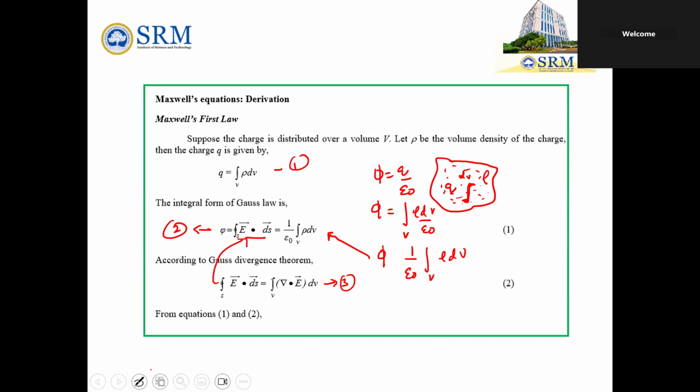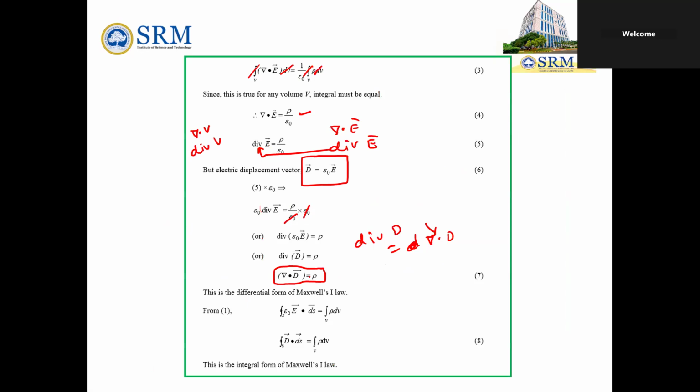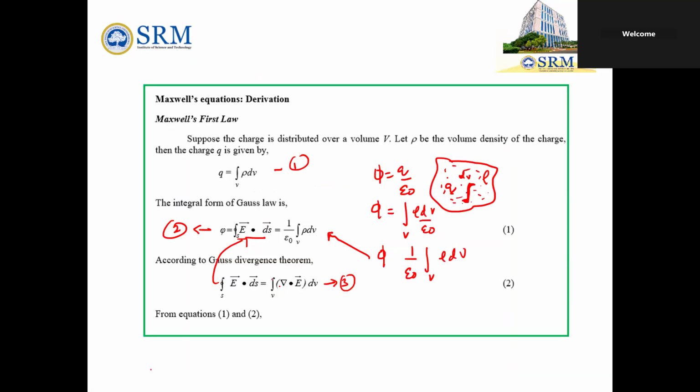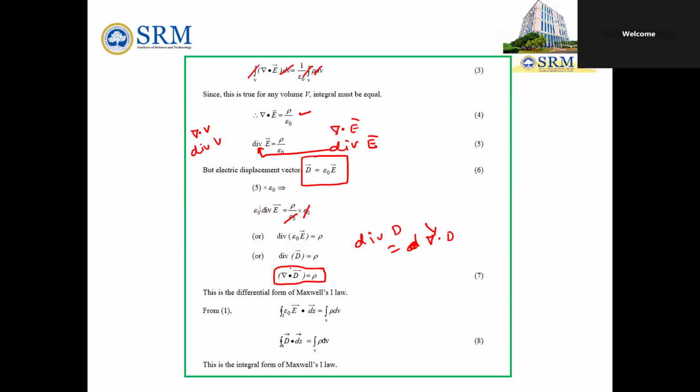Now this equation: the closed surface integral of E dot ds is equal to the volume integral of del dot E into dV. This equals the volume integral of rho by epsilon naught dV. Therefore, the closed surface integral of epsilon naught E dot ds is equal to the volume integral of rho dV.